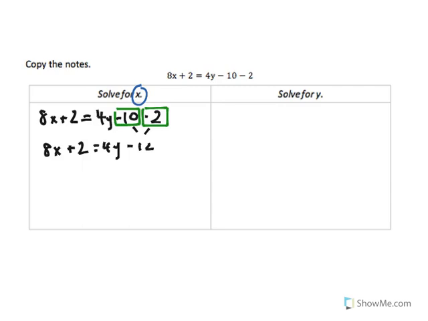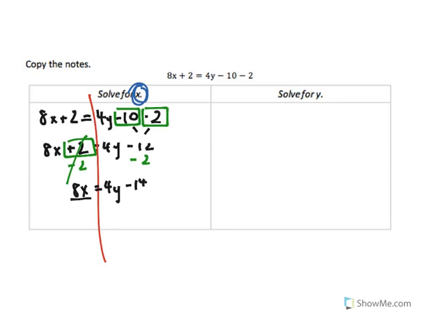Then, since the problem tells me to solve for x, I need to get x by itself. So I'm going to move this number away from x by subtracting 2 from both sides. So now I have 8x equals 4y minus 14. Divide both sides by 8. I get x equals 4y minus 14 over 8. So my answer would be this one here.